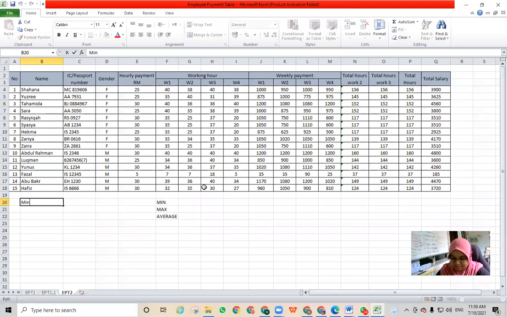Let's say here I want to count the minimum of hourly payment. This depends on the question. If the question asks to find the minimum payment for the hourly payment of the employee, you should know how to do it. So you have to read the question properly.